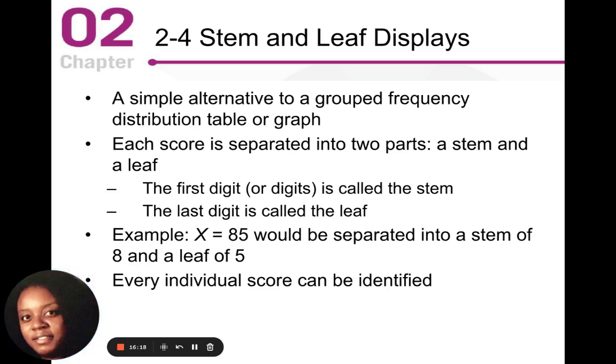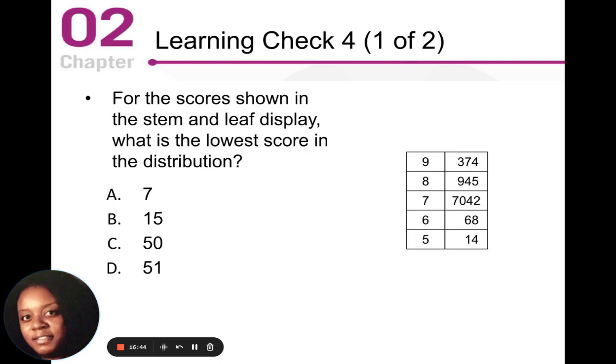When it comes to stem and leaf displays, this is going to be a simple alternative to a group frequency distribution table or graph. Each score is separated into two parts, a stem and a leaf. The first digit or digits is called a stem. The last digit is called a leaf. For example, if we had X equals 85, this could be separated into a stem of 8 and a leaf of 5. Every individual score has to be identified.